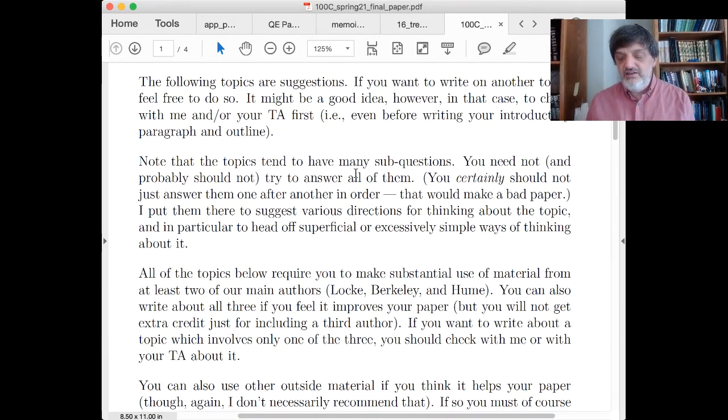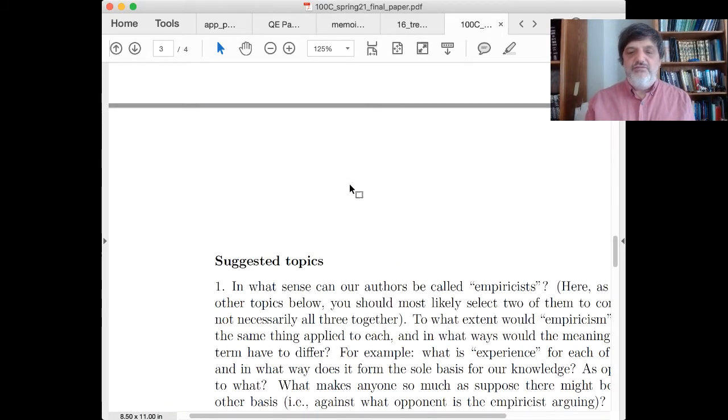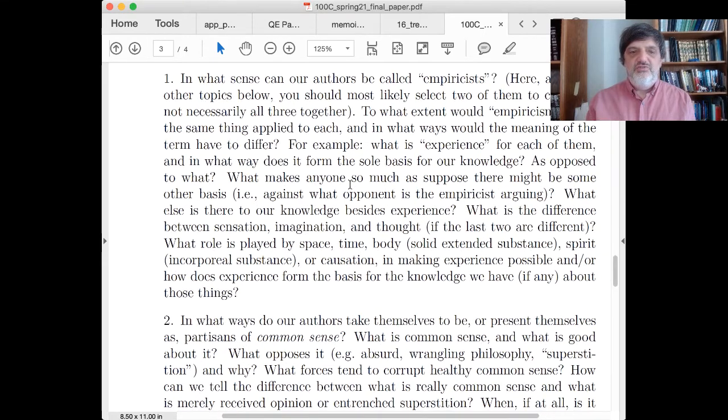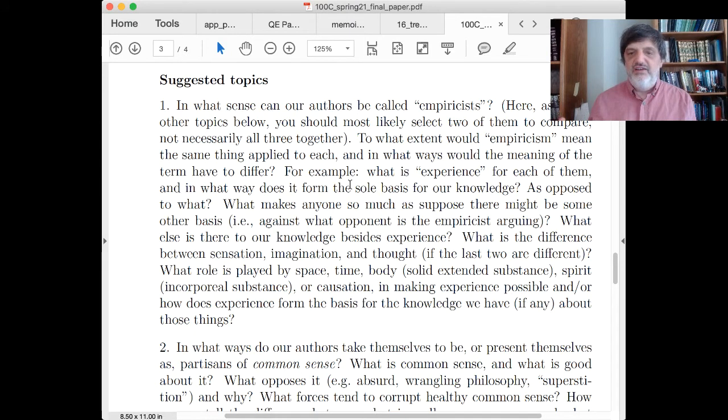The assignment is kind of open-ended, completely different from the first two assignments. Ideally you are going to come up with your own point that you want to make and argue for it. There's a whole list of topics here. You don't have to follow one of those topics, but most people usually do. Each one of these topics is itself very open-ended, so it contains a lot of sub-questions.